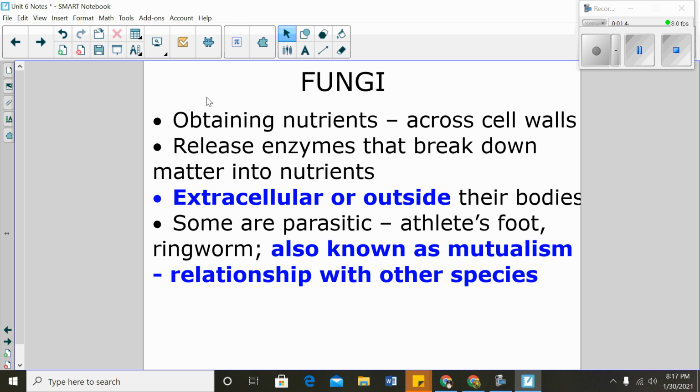In terms of obtaining nutrients, fungi will do this across their cell walls. They can release enzymes to help break down matter into nutrients. It can be extracellular or outside their bodies. And then some fungi can be parasitic, like athlete's foot or ringworm. This is also known as mutualism, where you have a relationship with another species. So in this case, it's the human body, right?